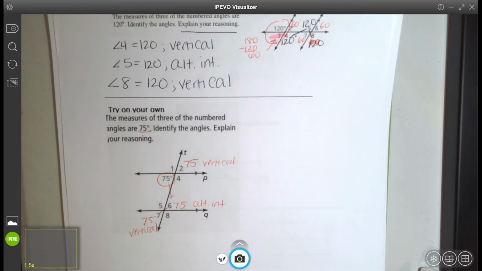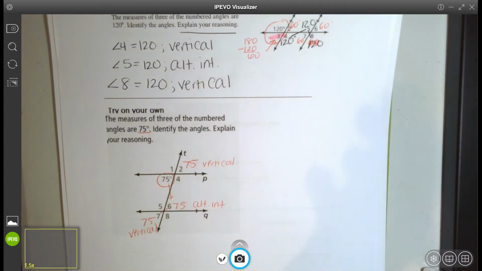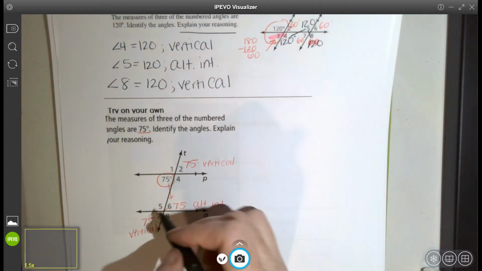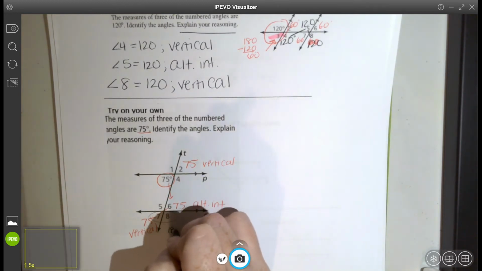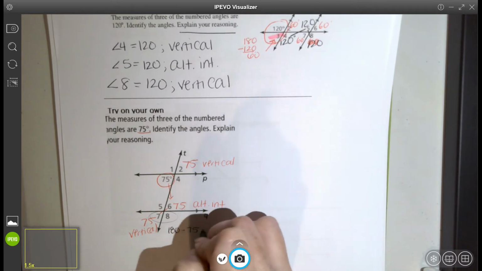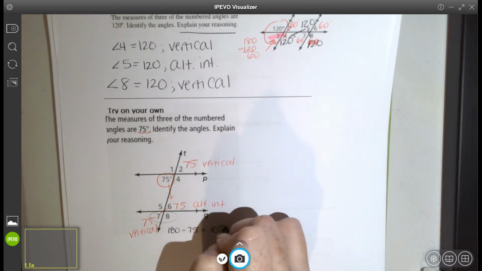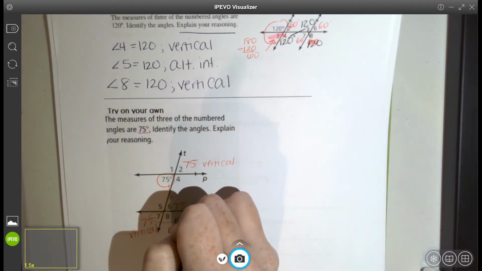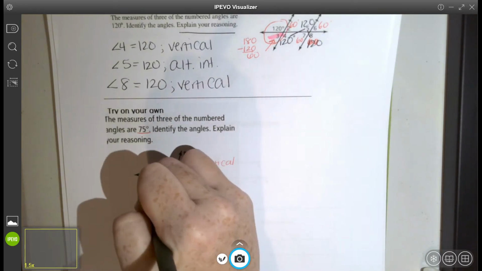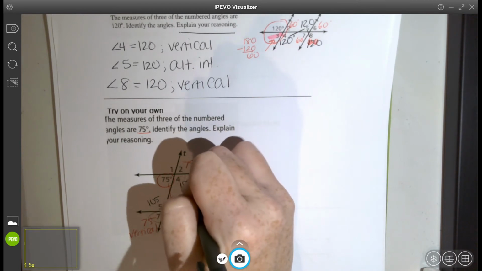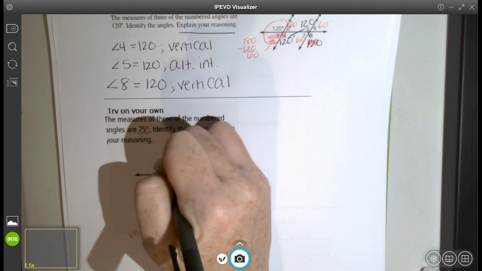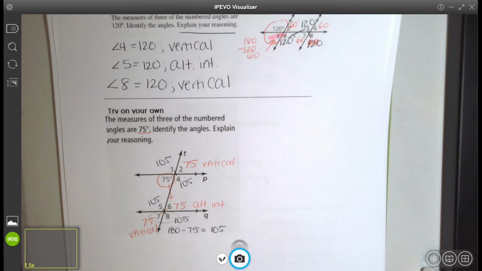To find the other missing angles, I would still use that same idea of a linear pair, any two angles next to each other on a straight line, and say 180 minus 75 equals 105. So I know that angle 8 is 105. Then we have vertical angles here. That's 105. I have alternate interior, 105. I have vertical, 105. All right, so make sure your numbers all match. Your reasoning, again, might change.